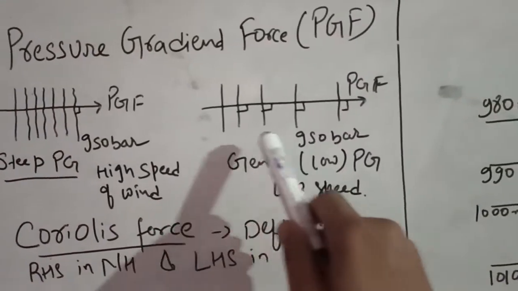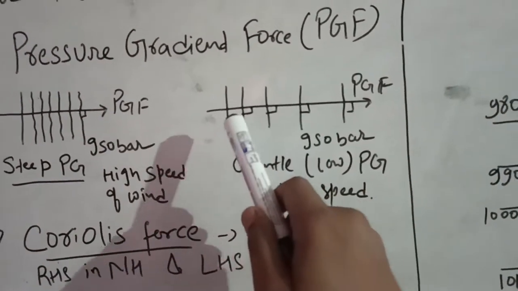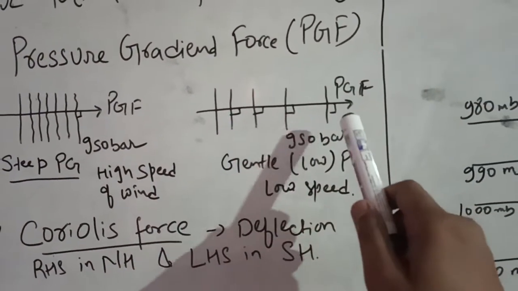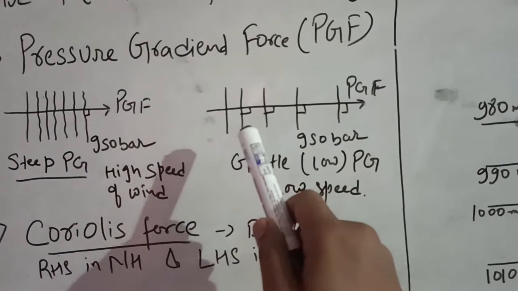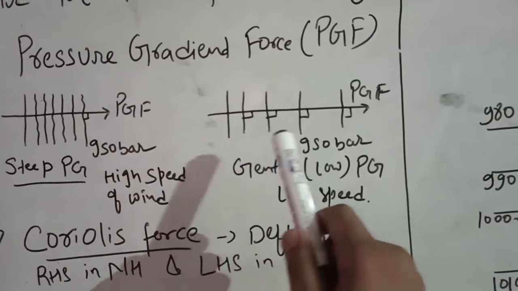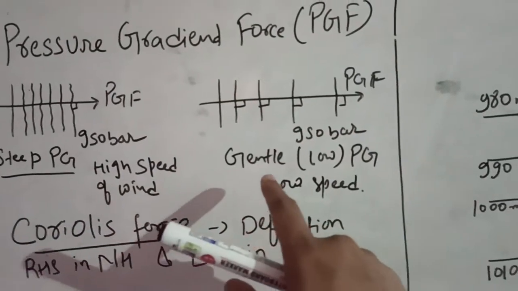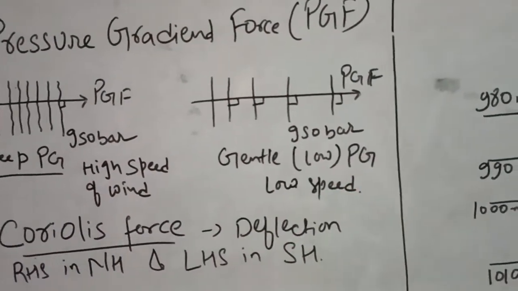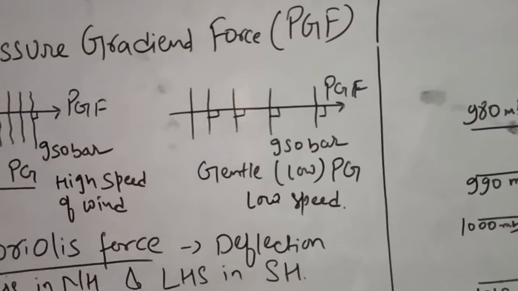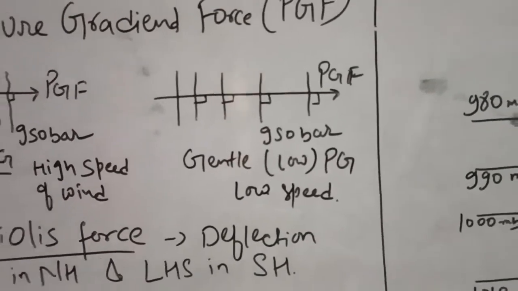On the other hand, this is the diagram where you see there is a gap between the isobars, which indicates that pressure is not changing at a faster rate. Here pressure is changing but not at a faster rate, so this is called gentle pressure gradient, or we can say low pressure gradient. So in this case, speed of the wind will be low.